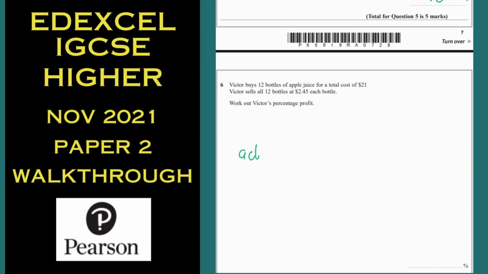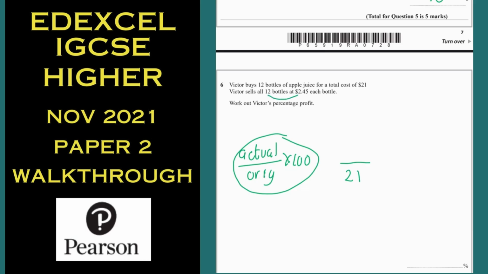It's actual profit divided by original amount multiplied by 100. That comes up very, very often. What we do know is that he bought 12 for £21, so we already know the original outlay. What we don't know is how much Victor made.